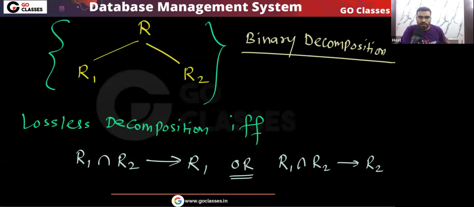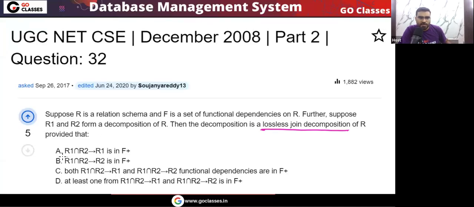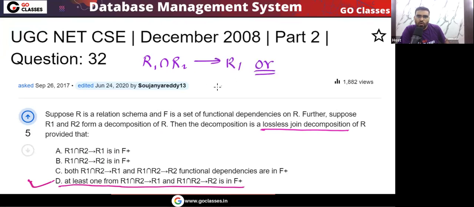Now you can see that R1 intersection R2 implies R1 is in F plus. This is not necessary. The answer is that at least one of them is in F plus. This is correct. It simply means that R1 intersection R2 should either be a super key in R1 or a super key in R2, with respect to the functional dependencies of relation R. So for this question, the answer will be option D.